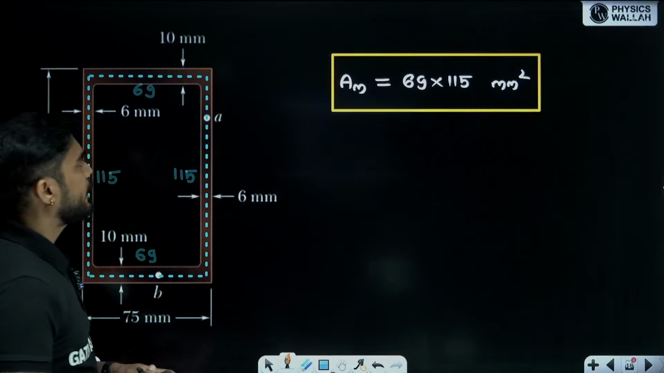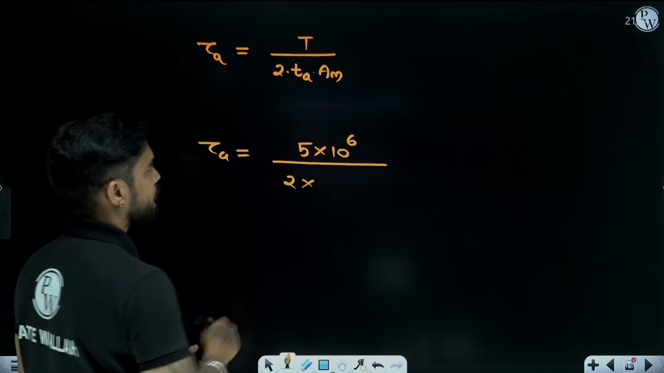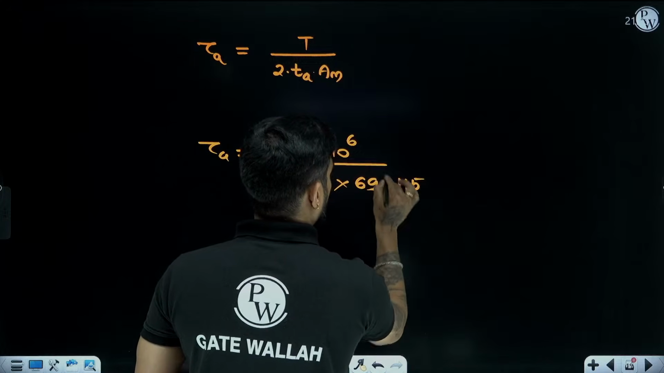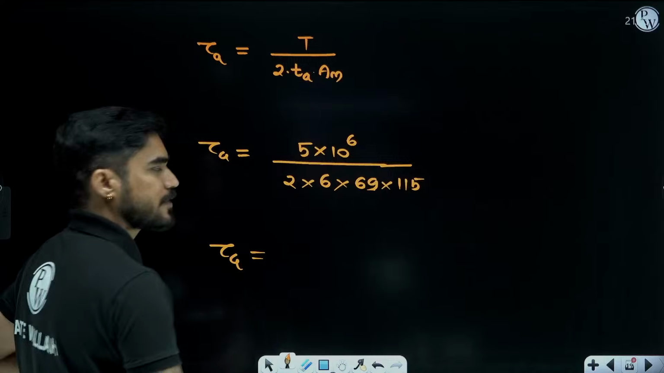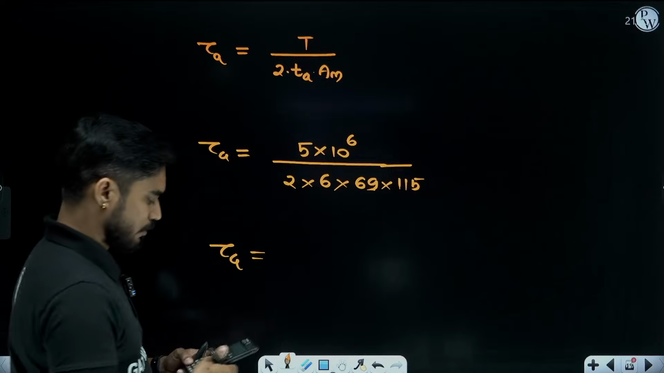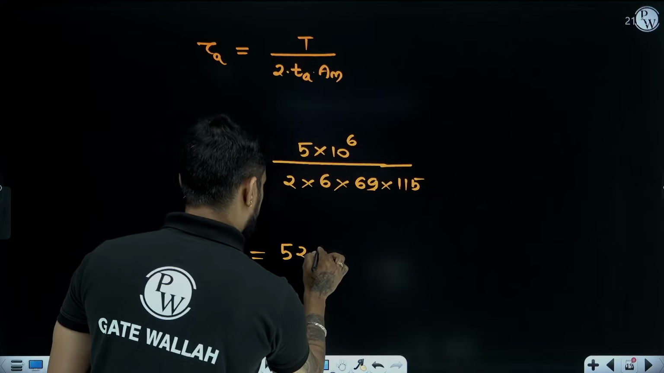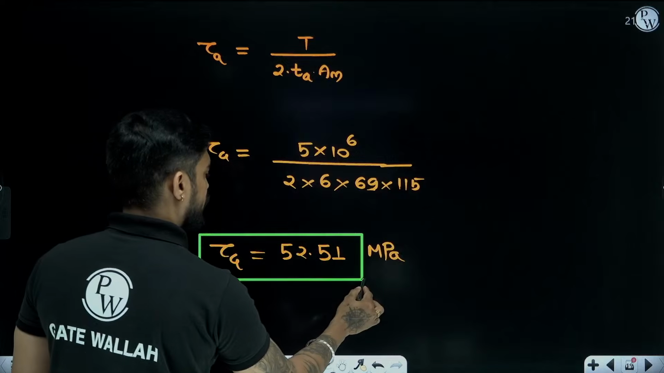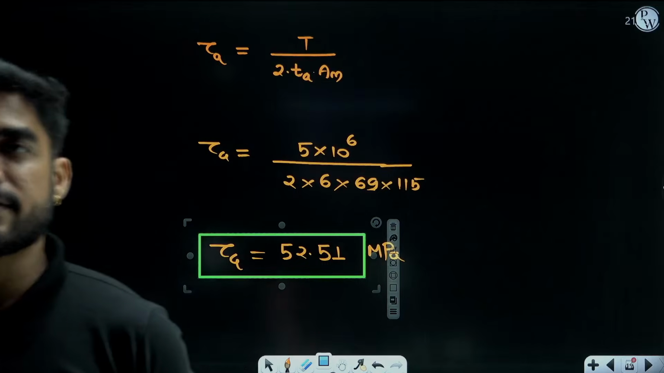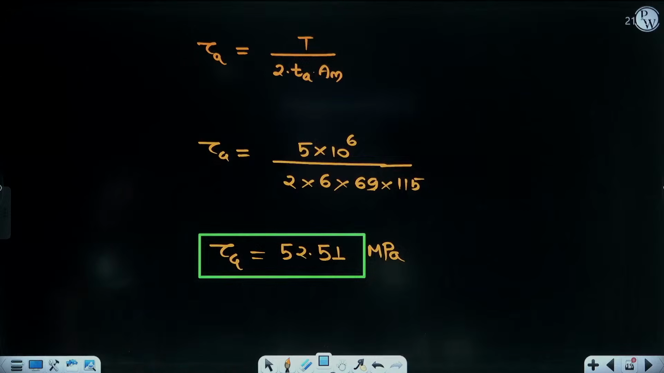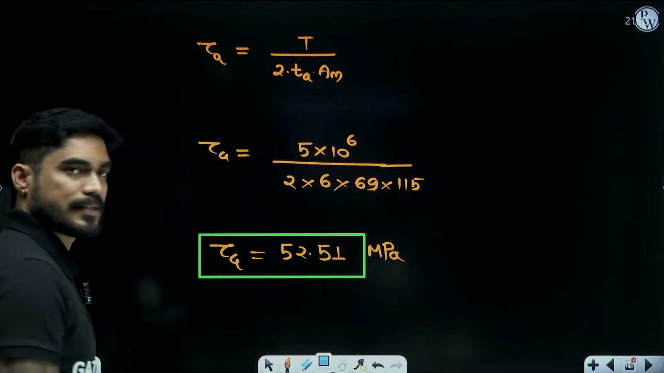Thickness at point A. What is the thickness here? 6 mm, and the mean area is 69 by 115. So how much will be the shear stress at point A? Can anyone confirm? 52.5099, rounding off to 2 decimal places, it will be 52.51 megapascal. Are you getting this? Can anyone confirm? 52.51 megapascal.